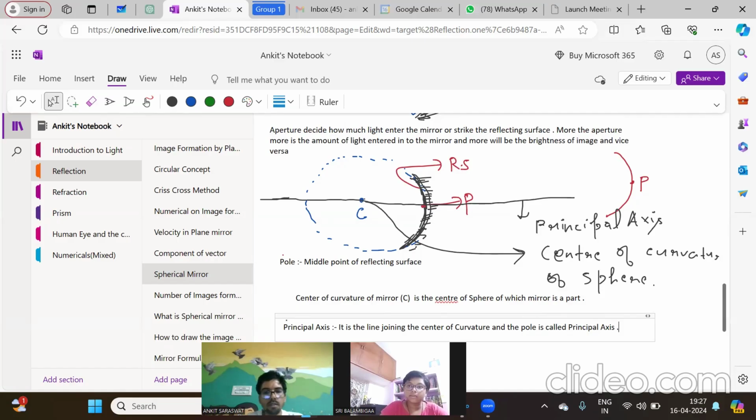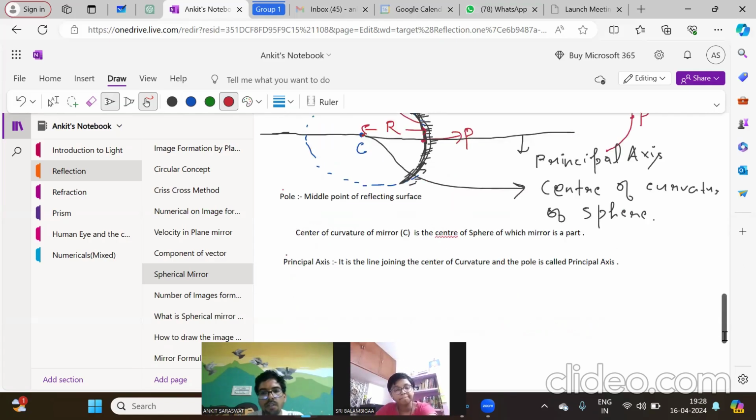Next is the radius of curvature. This distance between the center of curvature and the pole, R, is known as the radius of curvature. This distance. Write down what is the radius of curvature.